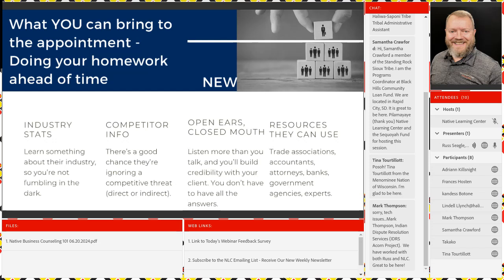Now, you also want to arm yourself with information on how to help people get in contact with trade associations. Well, you can Google their industry and the words trade association. That's going to help you find those trade associations. Trade associations are great sources of information, industry data, trends, you name it.